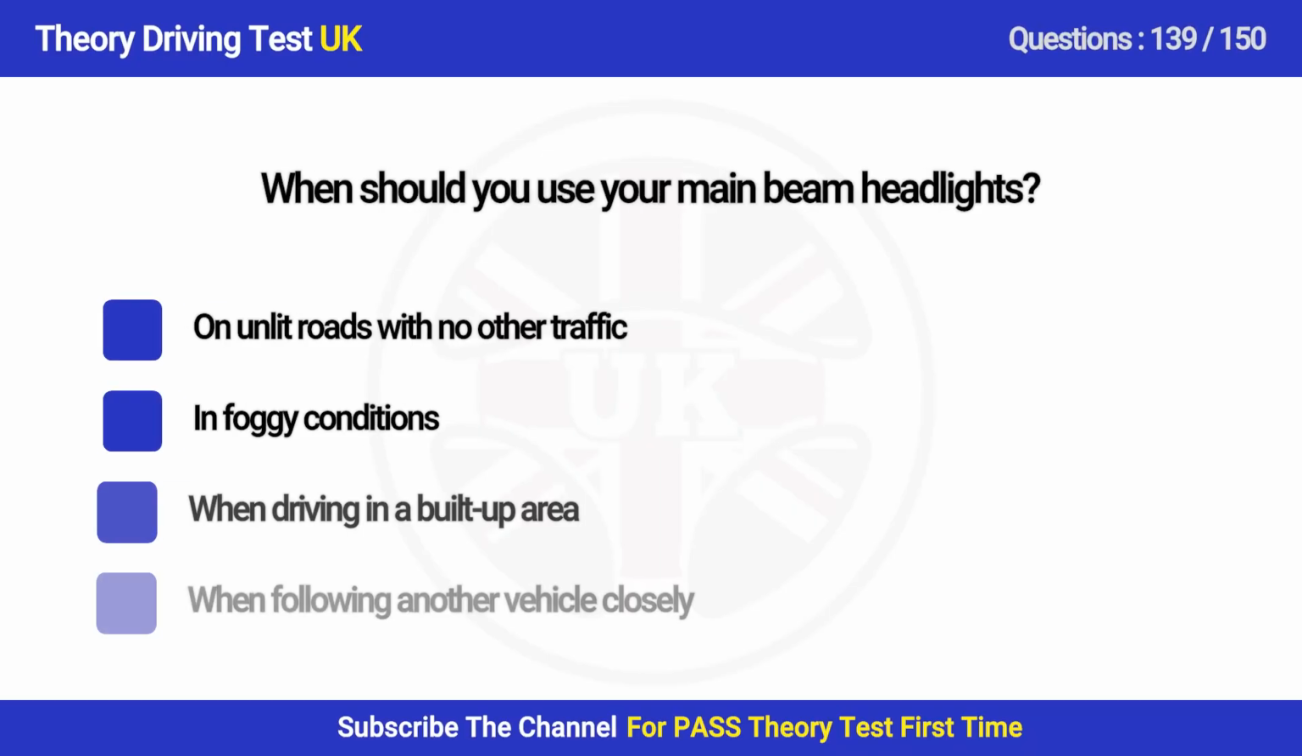Question 139. When should you use your main beam headlights? A. On unlit roads with no other traffic. B. In foggy conditions. C. When driving in a built-up area. D. When following another vehicle closely.